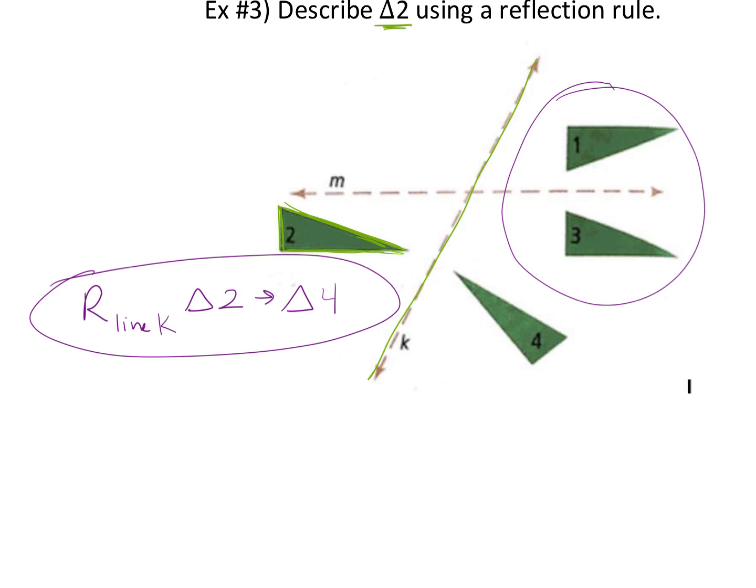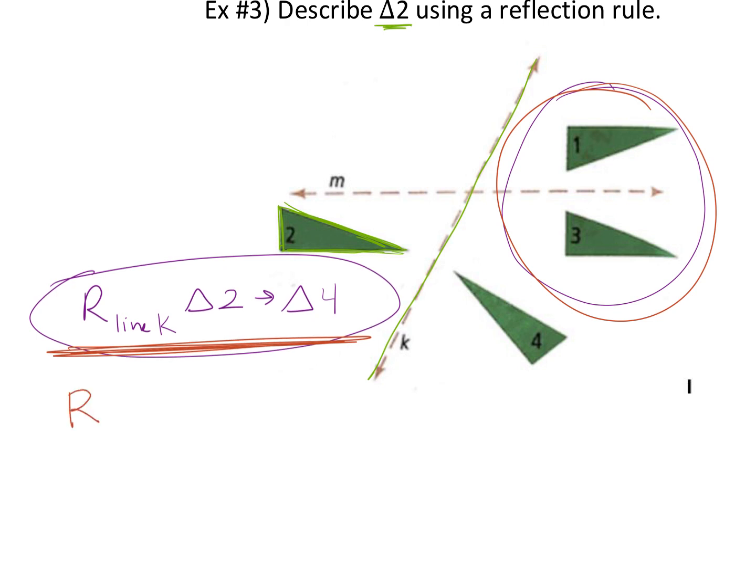Tell me the very first letter you wrote. I only wrote the rule. I honestly don't know how to do it. Well, if you're duplicating this, what's the capital letter we're using? Is it a translation? Is it a reflection? It's a reflection. So you're going to write R, right? Then what is going to go in the subscript here? What are we reflecting over? Line what? Line M.